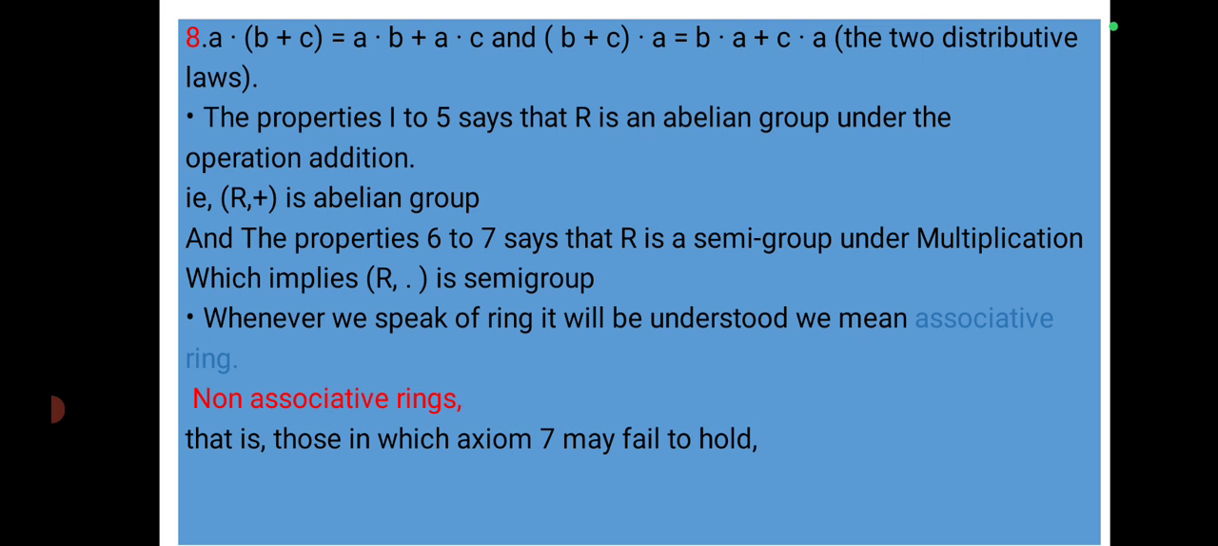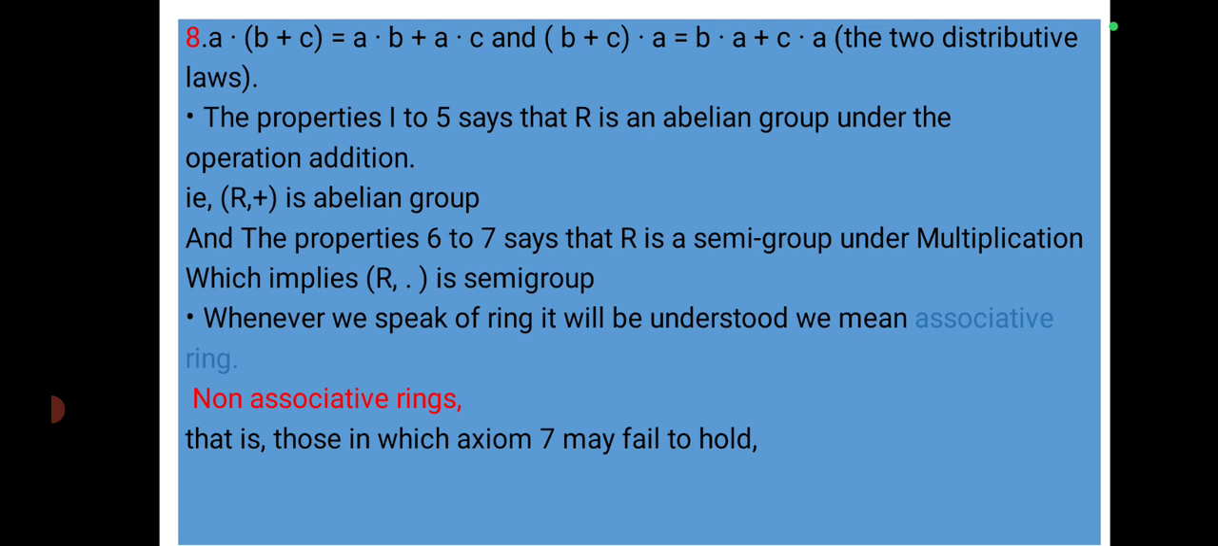For example, the set of all integers Z, plus, dot is a ring. Let us check. Z, plus is an abelian group? Yes. Closure is satisfied, associative is also satisfied, identity: what is the additive identity? e equals 0. Inverse of a is a inverse, also satisfied. Commutative property under addition is also satisfied.